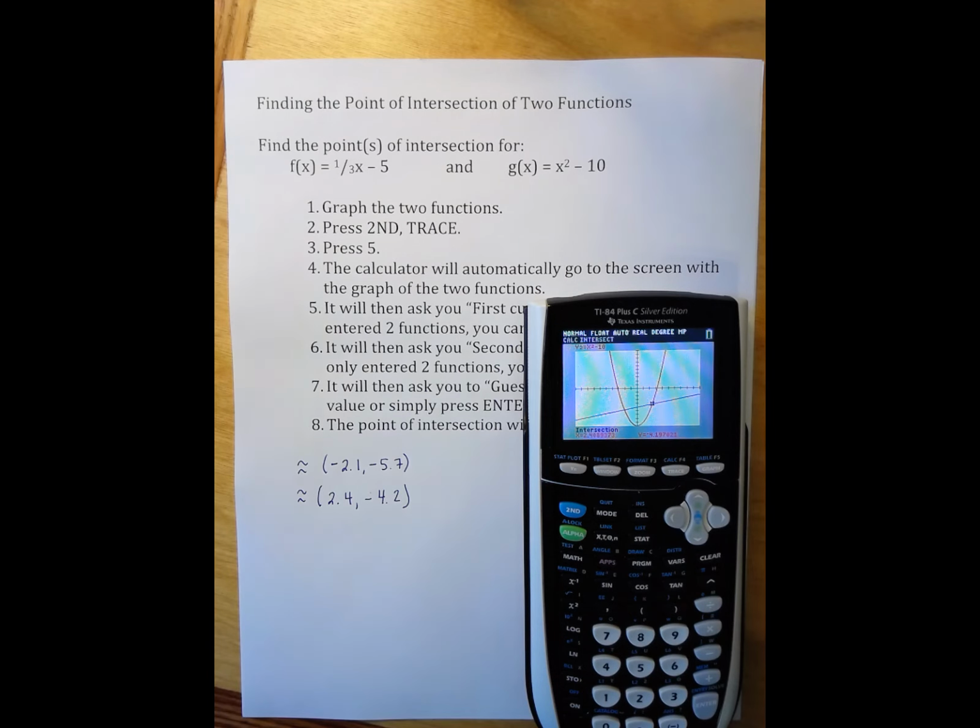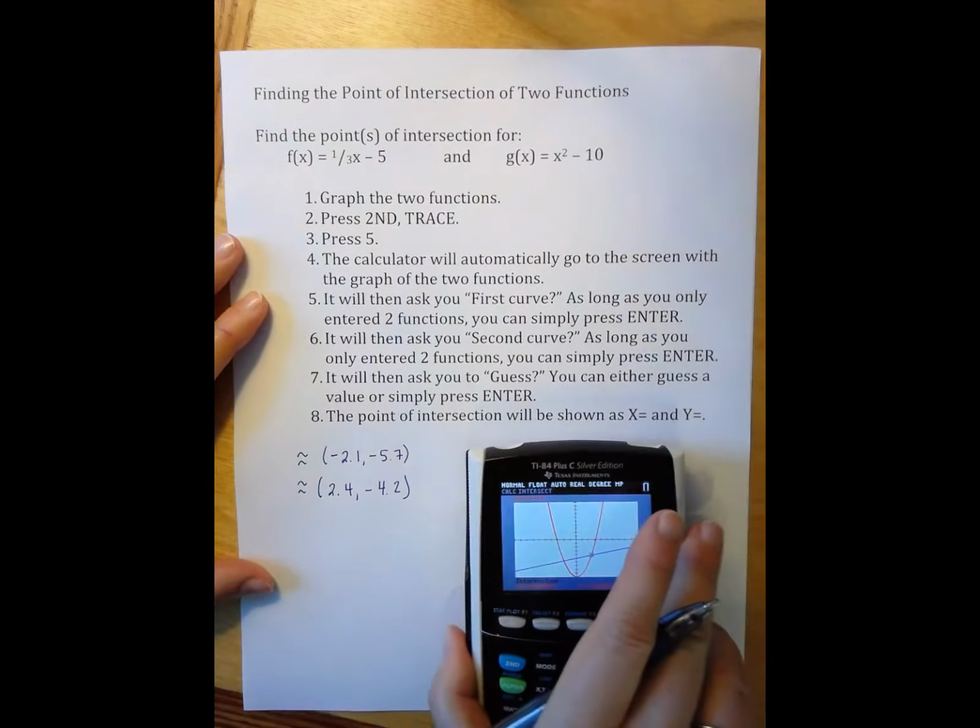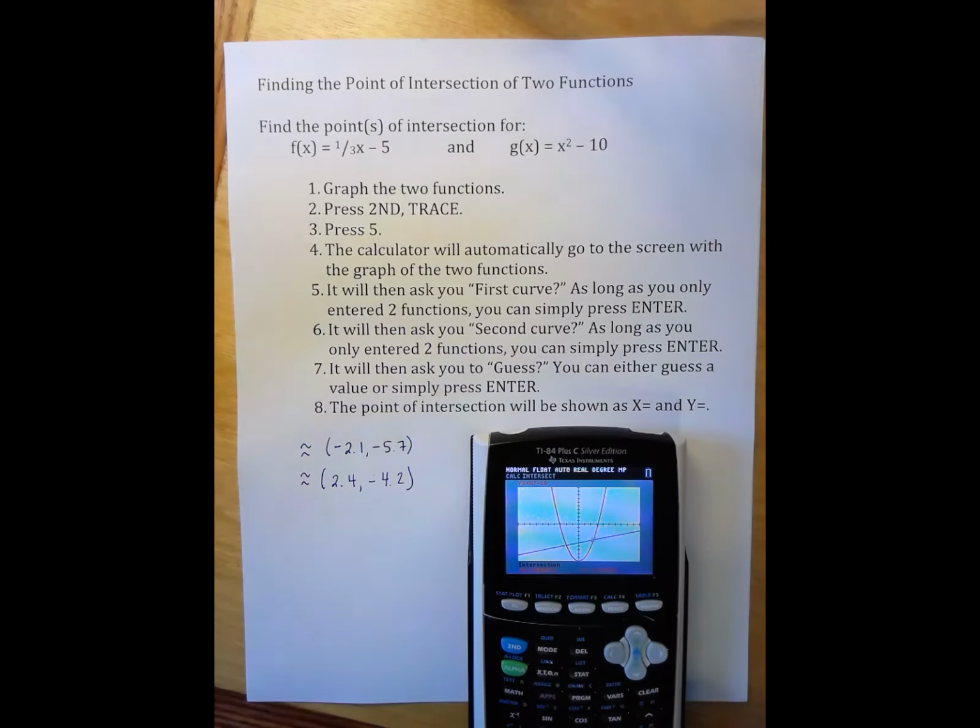One question that I often get when talking about finding the point of intersection is why the calculator calls them curves. The reason the calculator does this is because the only functions that graph as a straight line are the linear functions. But we have all these other functions out there that don't graph as a straight line. So the calculator uses the word curve to be generic, meaning any shape that you can graph on the calculator.